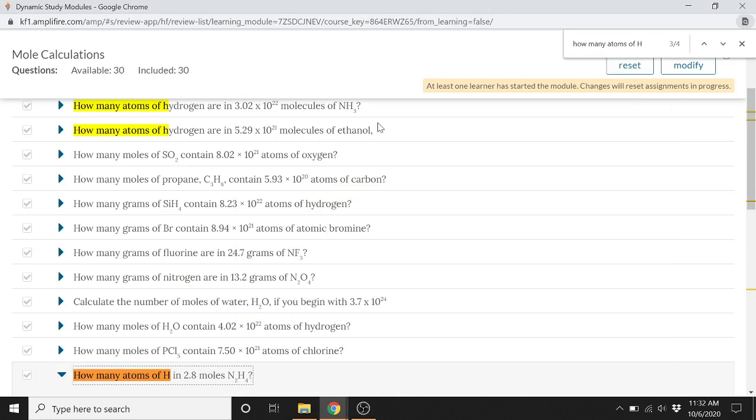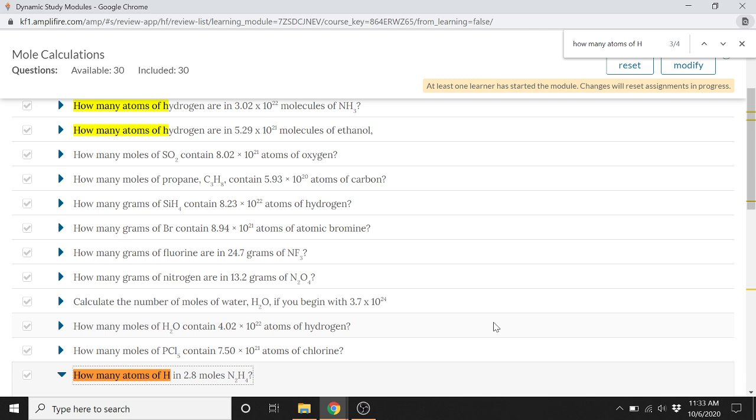Okay, so we're doing mole calculations, dynamic study module. How many atoms of H in 2.8 moles of N2H4? Okay, so you have 2.8 moles of this molecule, right?